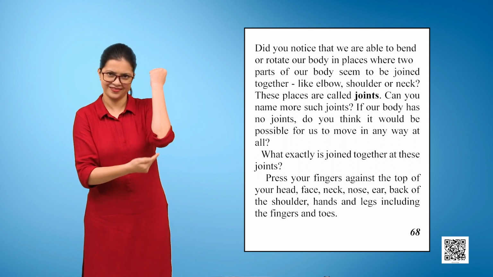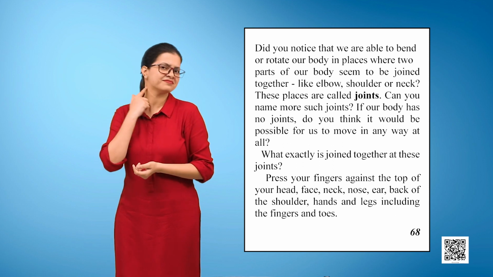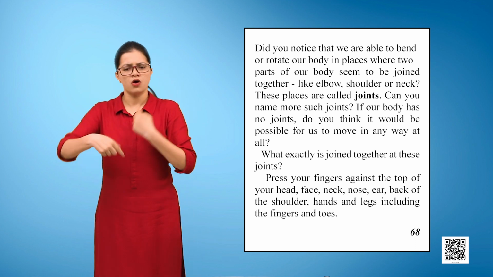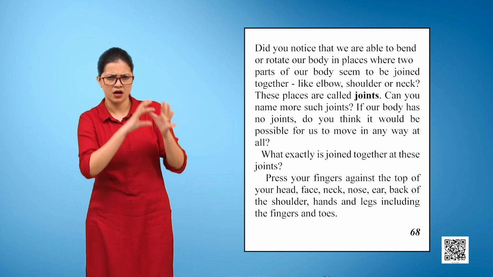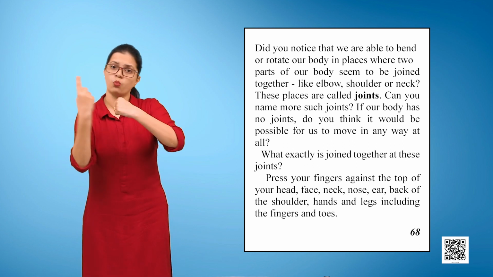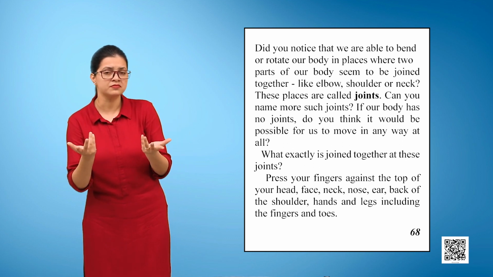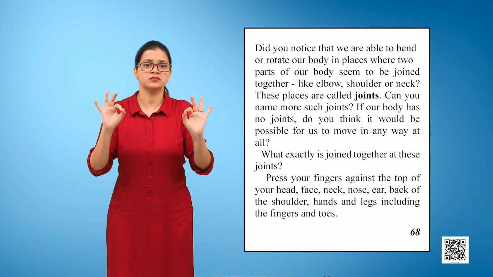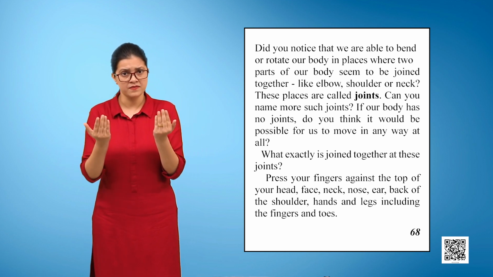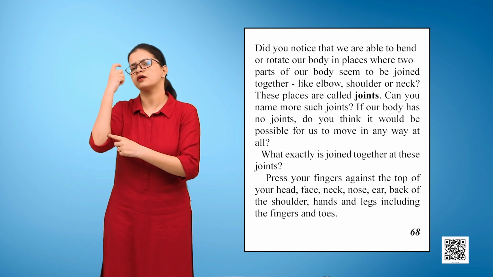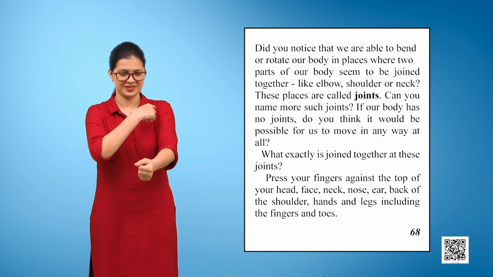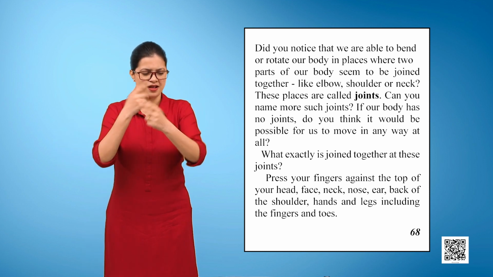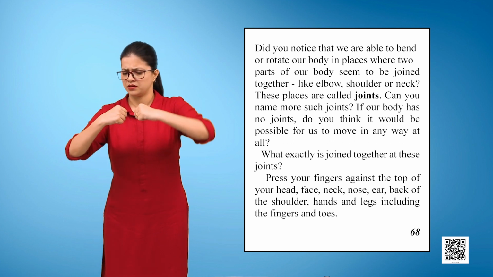Like elbow, shoulder or neck. These places are called joints. Can you name more such joints? If our body has no joints, do you think it would be possible for us to move in any way at all? What exactly is joined together at these joints?